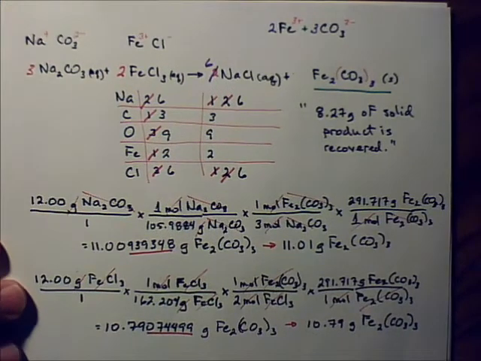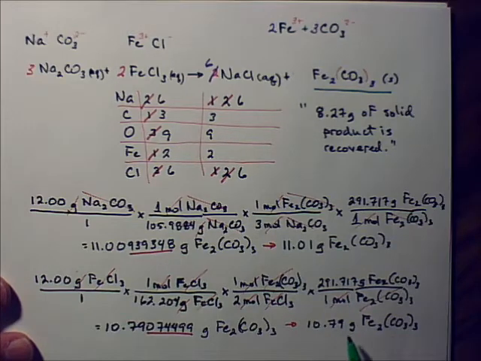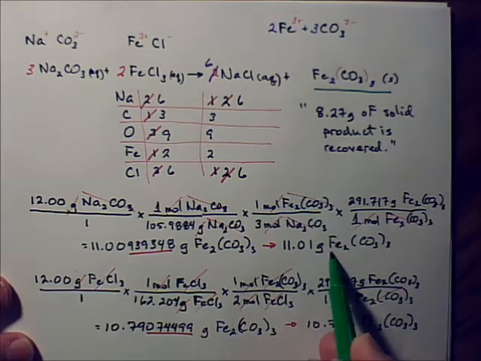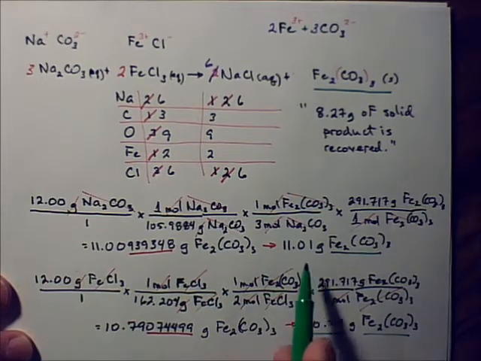To find the percent yield, you first got to find the theoretical yield. The theoretical yield is going to come from the limiting reactant. To find the theoretical yield, all we need is the smaller of these two numbers. Both of these are finding the amount of iron 3 carbonate. The smaller of those two numbers is the theoretical yield. So in this case, this is the theoretical yield because it's the smaller of the two numbers.